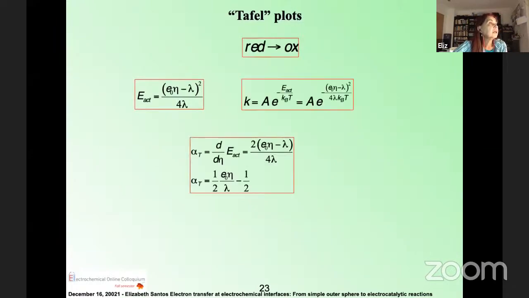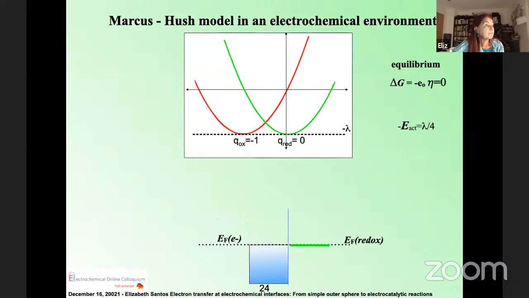Here we see that if we change the overpotential, the change of the activation energy with the overpotential gives us the charge transfer coefficient. Near the equilibrium the charge transfer coefficient is 1/2, but when the overpotential is larger, it could be different from 1/2. And then now come the questions.